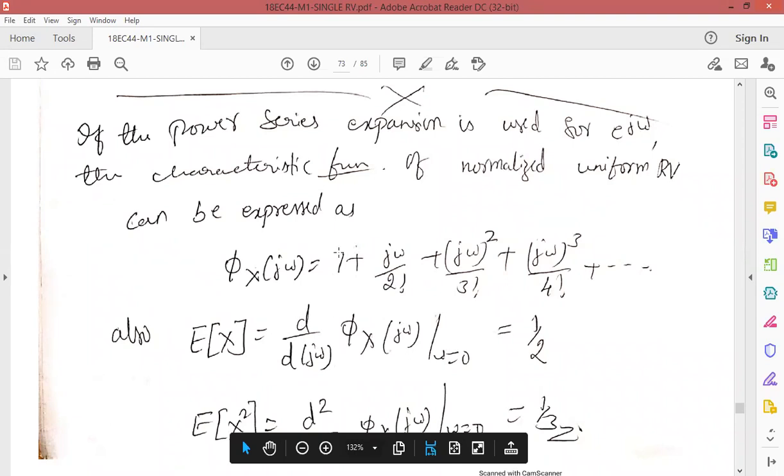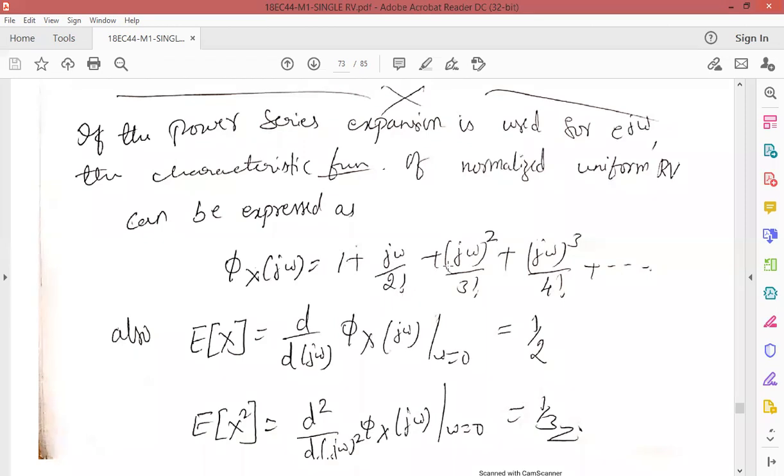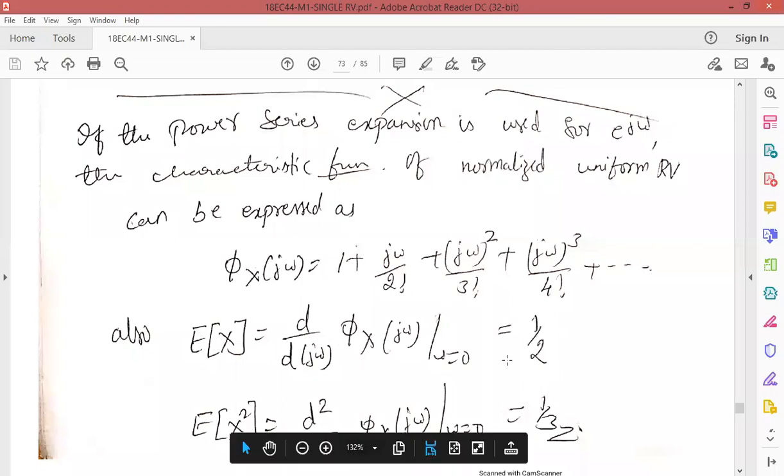Here you can see that this term will be 0. The differentiation gives 1 by 2 factorial, and 2 factorial is nothing but 2. So we will be left with 1 by 2 plus 2j omega by 3 factorial. When you substitute omega equal to 0, all these terms become 0. So we are left with the answer 1 by 2. This gives the mean of the characteristic function phi x of j omega.